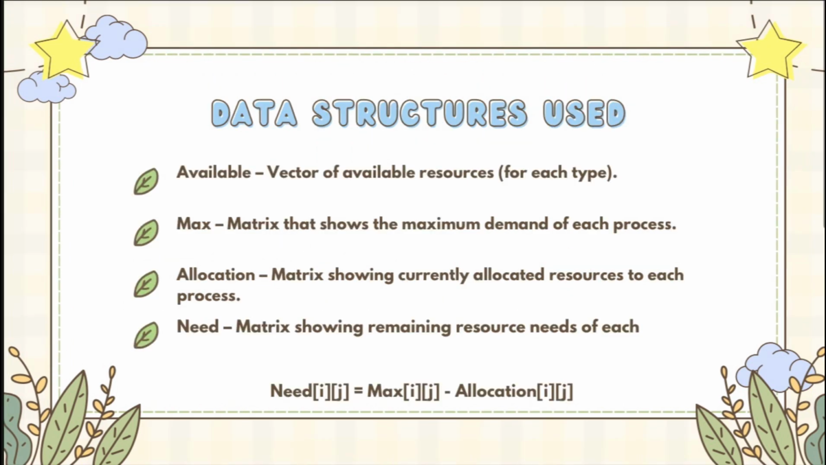Data structures used. What are the data structures we use here? Available: a vector of available resources for each type. Max: a matrix that shows the maximum demand of each process. Allocation: a matrix showing the resources currently allocated to each process. Need: a matrix showing the remaining resources of each process. The need formula: Need is equal to Max minus Allocation.